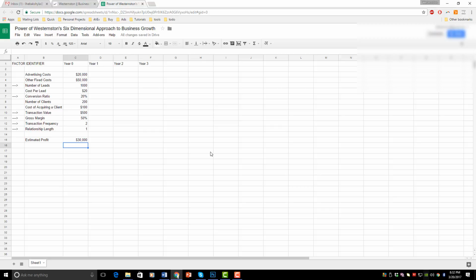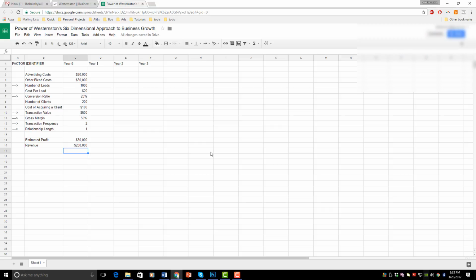A small business making $30,000 a year, even though the revenue is pretty high. So the revenue, if you wanted to calculate the revenue, would be, how many clients do you have? That's the number of leads multiplied by the conversion ratio. This is the number of clients you have multiplied by the transaction value, multiplied by transaction frequency, multiplied by relationship length. So of $200,000, there's a 15% net profit. Okay, and the EBITDA, the earnings before interest, taxes, depreciation, and amortization, is $30,000. Just a hypothetical example.